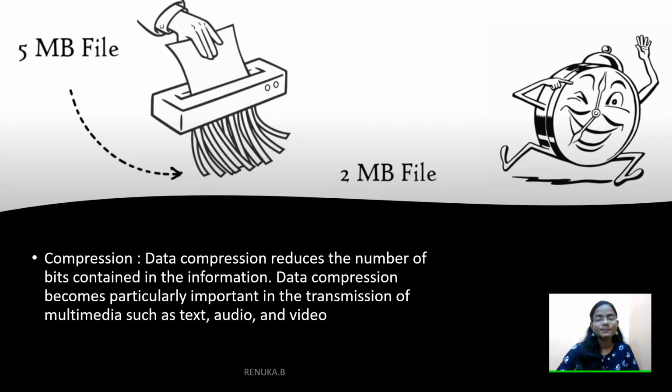It also plays a major role in compression. Data compression reduces the number of bits contained in the information. For example, consider a 5 MB file; if it is compressed into a 2 MB file, it can reach the destination within a short period of time, which is an advantage.